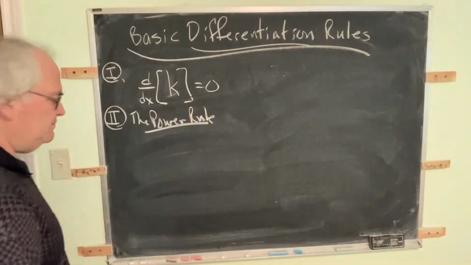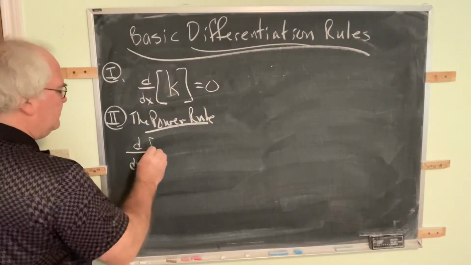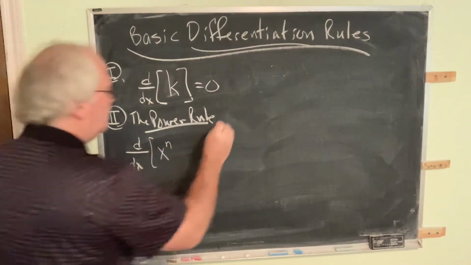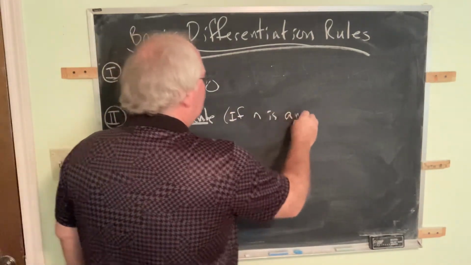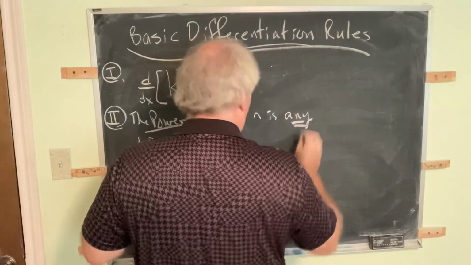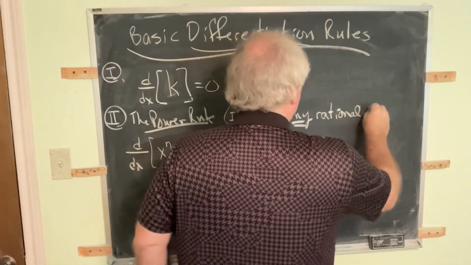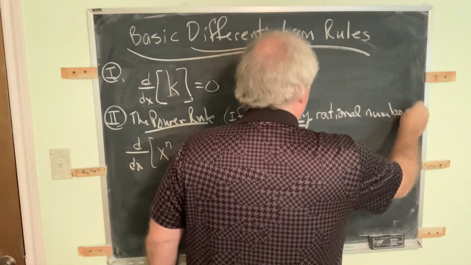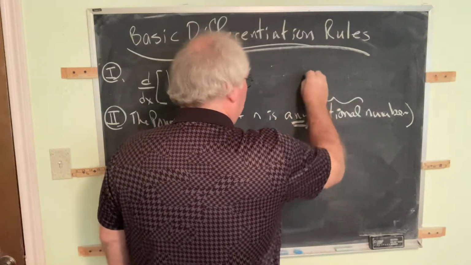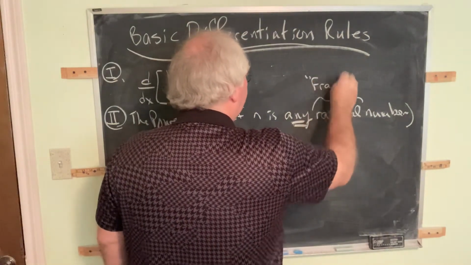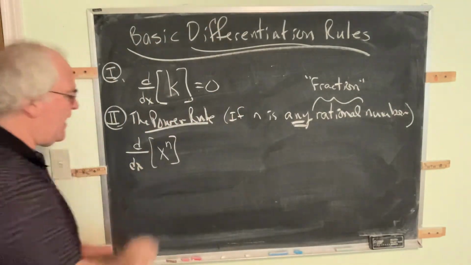The power rule. It says this: the derivative with respect to x of x to the n, where n is any rational number. Remember, rational is code word for fraction.